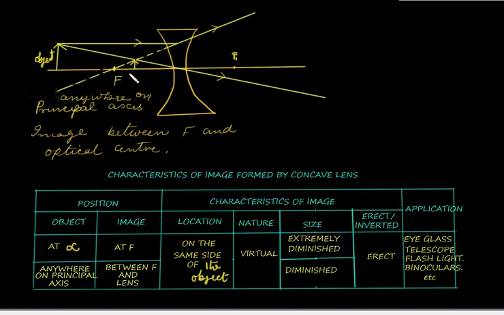So the base of the object is on the principal axis and the top is at the point where the ray passing through the optical center and the extension of the refracted ray meet, and it is this point. This is between F and the lens. I remind you, I have drawn this diagram freehand, so measurements need not be quite correct. When you use a compass and other measuring instruments, the diagram will be more perfect. Here also the diagram is not wrong. It is between F and the lens.